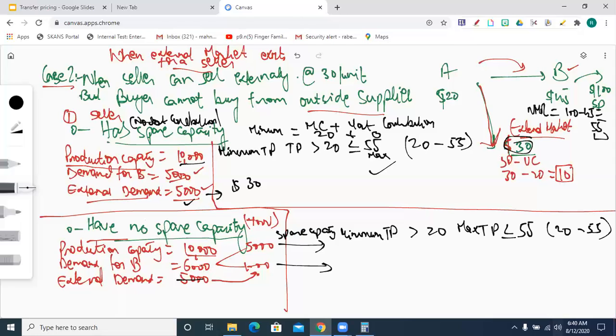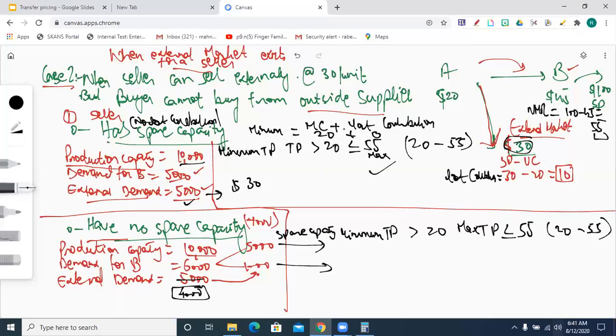But now the demand for B was 6,000. What about this 1,000? In order to meet this demand, there will be a shift from external to B. So externally, I would only be able to provide 4,000 units, and now that has been shifted to B. So here there will be a lost contribution of 10, as a result of not being able to sell externally at 30 and getting a contribution of 10.